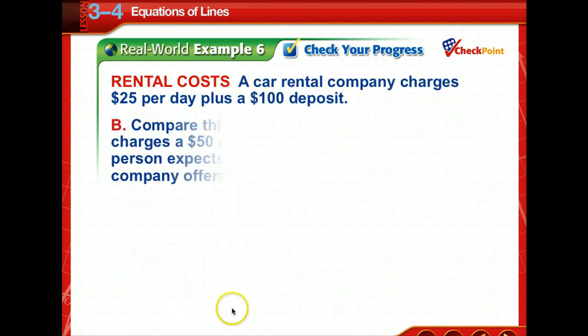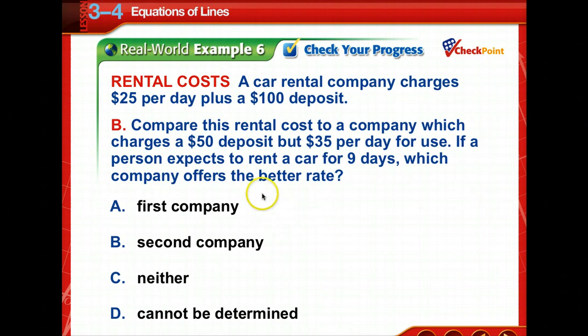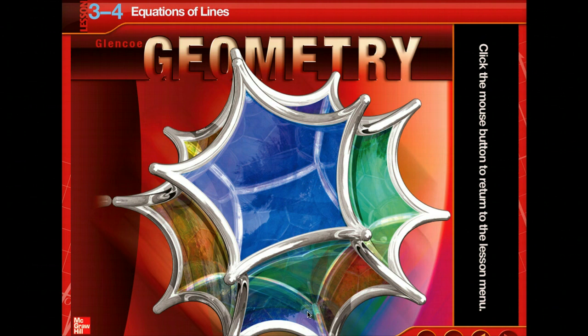Very good. So now we're going to compare this rental cost to a company which charges a $50 deposit but $35 per day use. If a person expects to rent a car for 9 days, which company offers the better rate? The first company, second company, neither, or you cannot determine. Yes, the first company is better, just like when we were doing the apartment complex. Good job. Okay, you're now ready to begin your assignment.